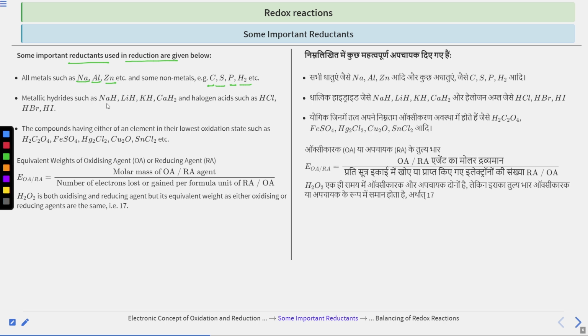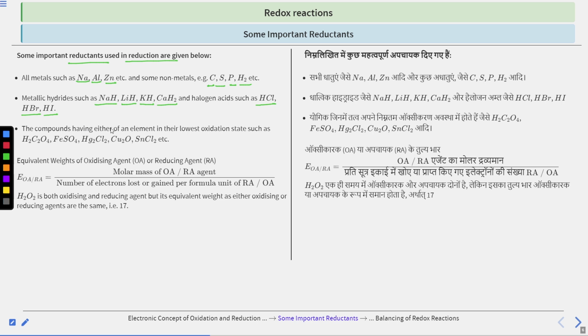Metallic hydrides such as sodium hydride, lithium hydride, potassium hydride, calcium hydride, and halogen acids such as HCl, HBr, or HI. These are the metallic hydrides and halogen acids. They are also used as reductants in the reduction process.